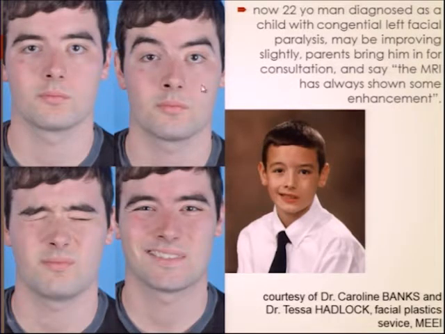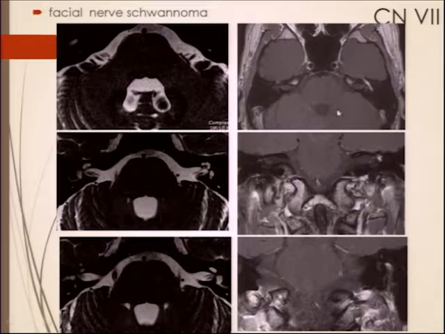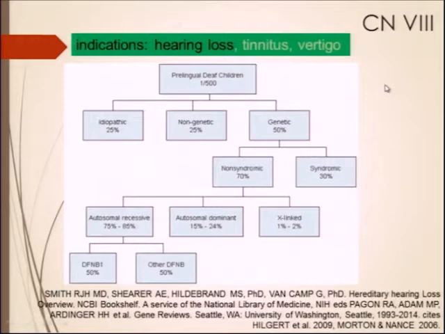And this is his photo years later, but he still has a very decreased smile on the left side, and he had a very thick enhancing nerve that we thought was more consistent, again, with a schwannoma. So nothing really along the cisternal segment of the nerve, but this abnormal thickened nerve on the left side that we thought would not really be consistent with just an inflammation.